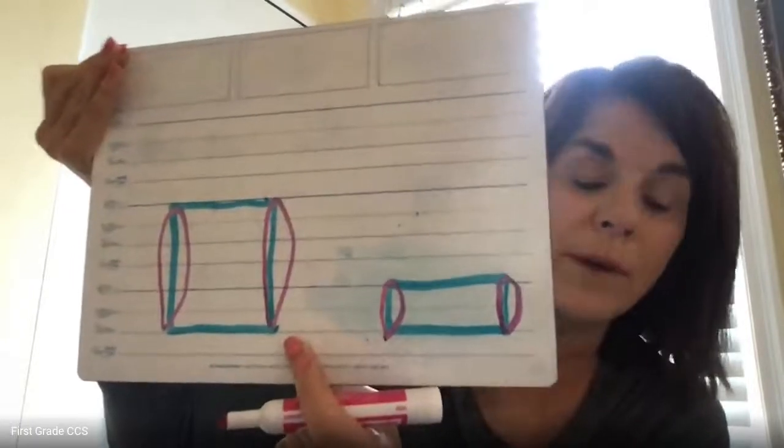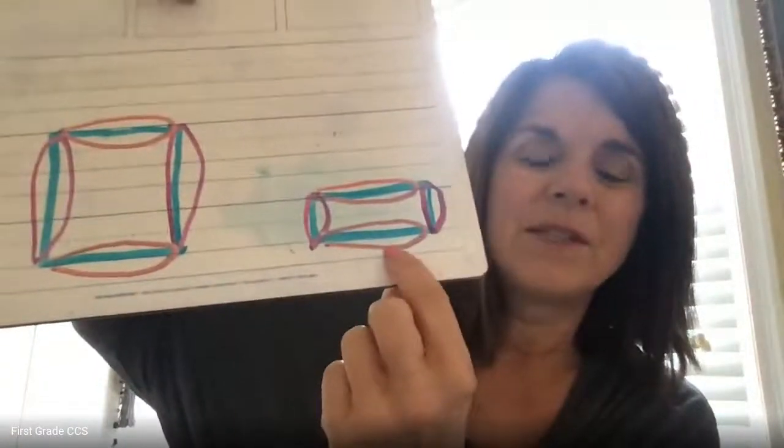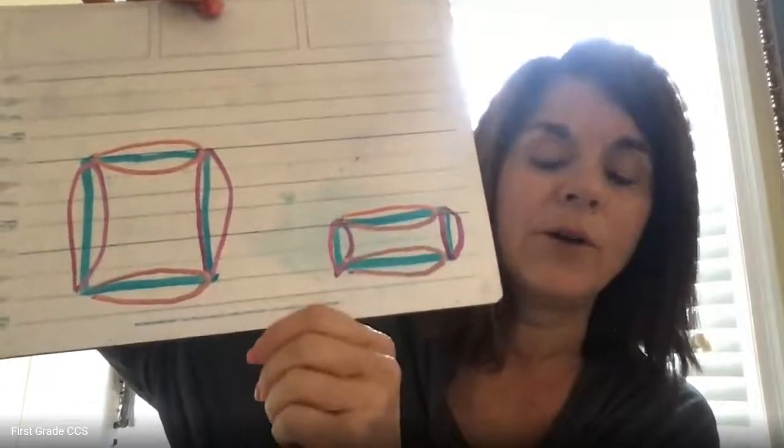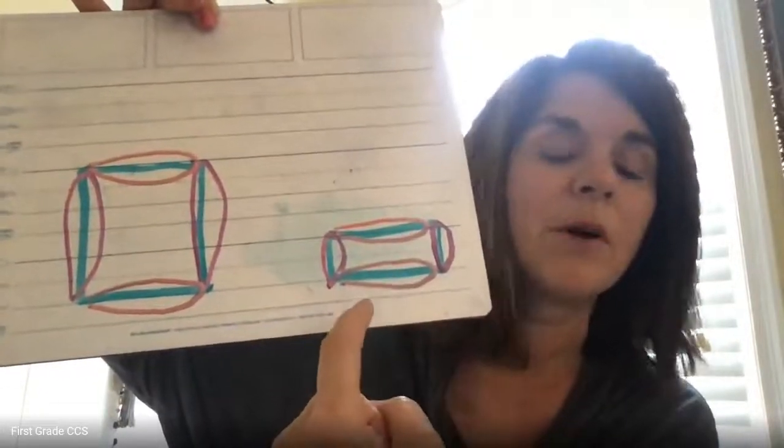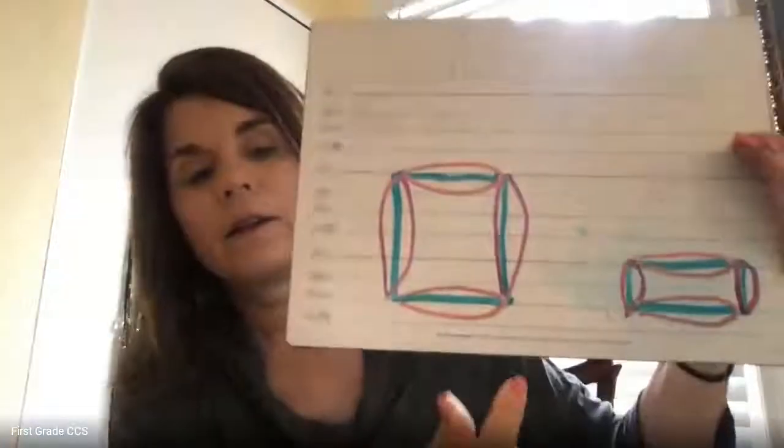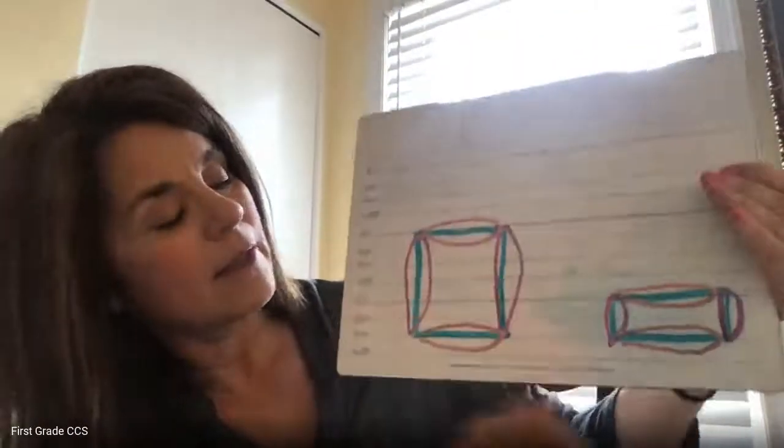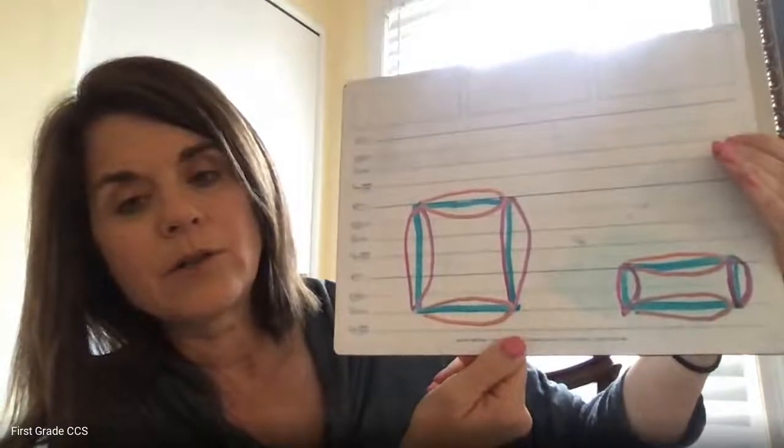Now, are there any more parallel lines? Yes, there is. I'm going to use a red marker. And I am going to circle the parallel lines on the shape that were left. So this line and this line are also parallel lines with each other. They're the same distance apart and they don't intersect. The same with this line and this line. Same distance apart and don't intersect.